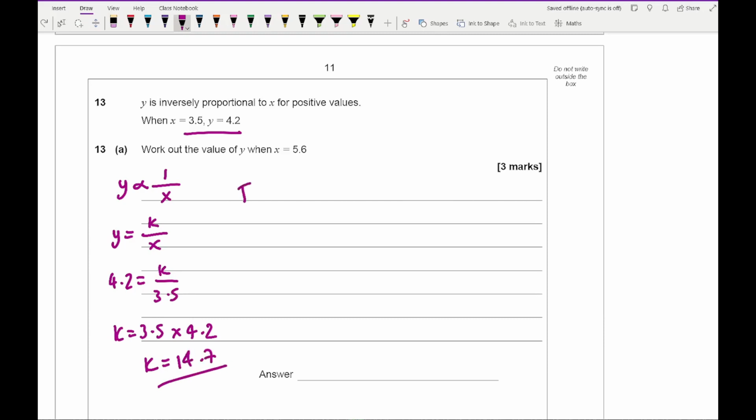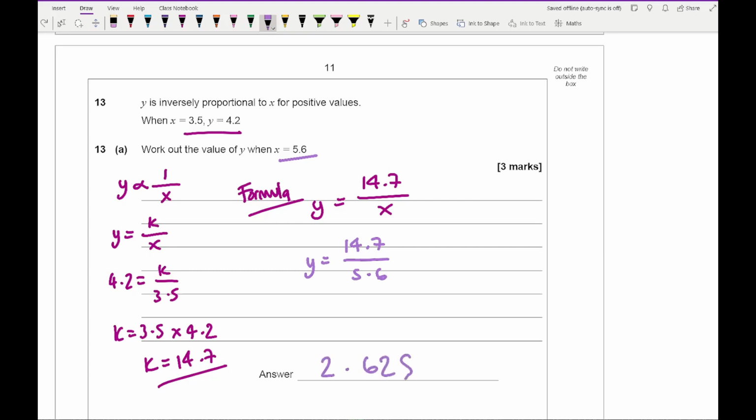So then the formula is going to be y is equal to 14.7 over x. So all that's left for me to then do is substitute x equals 5.6. So y equals 14.7 divided by 5.6, which gives me an answer of 2.625.